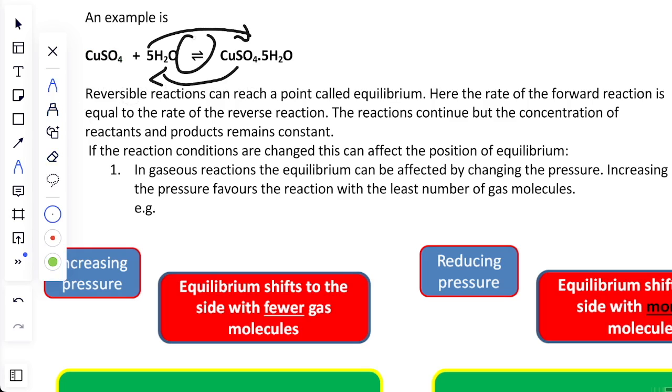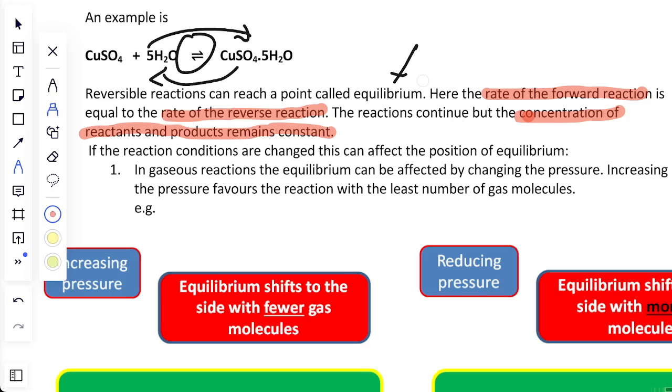Reversible reactions can reach a point called equilibrium, where the rate of the forward reaction is equal to the rate of the reverse reaction. Another aspect that you need to memorize: what happens at equilibrium? The rate of the forward reaction equals the rate of the reverse reaction. The reactions continue, but the concentrations of the reactants and products remain constant. In many IGCSE questions, they ask what happens at equilibrium. You would say the rate of the forward reaction is equal to the rate of the reverse reaction, and the concentration of the reactants and products remain the same.